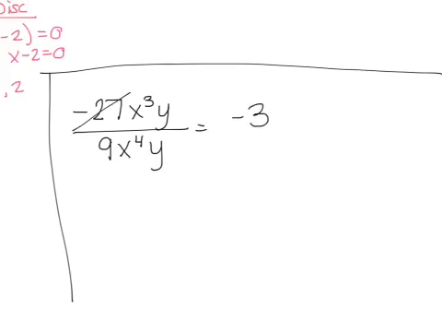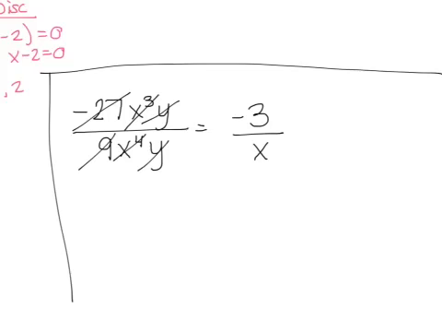All right, so we took care of those. Now, what about x cubed over x to the 4th? What does that leave us with? X. Let's leave it on the bottom. So x on the bottom, and then what happens to our y's? They just cancel and go away. So there's our simplified form.